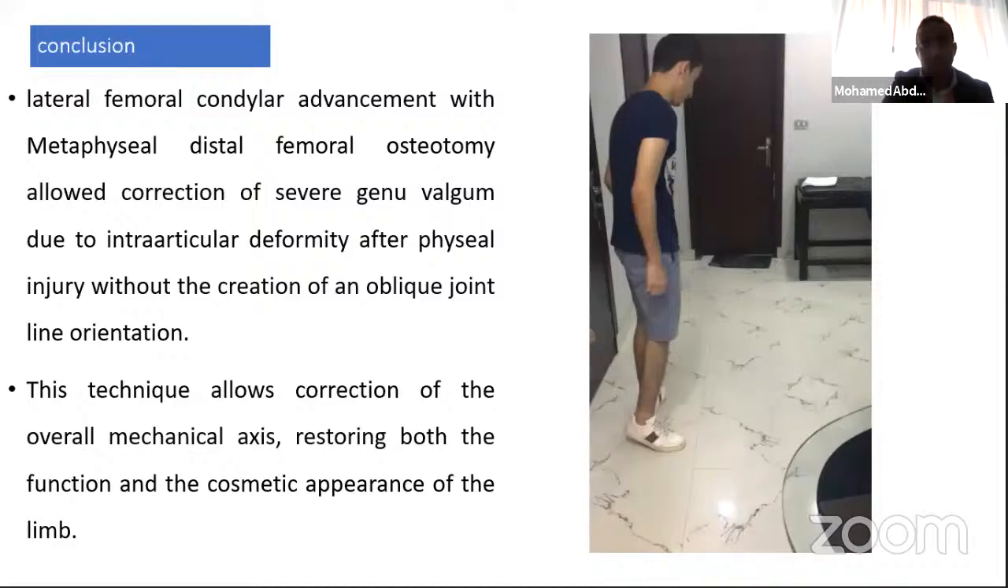Conclusion: the lateral femoral condyle advancement with metaphyseal distal femoral osteotomy allowed correction of severe genu valgum due to intra-articular deformity after physeal injury without the creation of an oblique joint line orientation. This technique allows correction of the overall mechanical axis, restoring both the function and the cosmetic appearance of the limb.